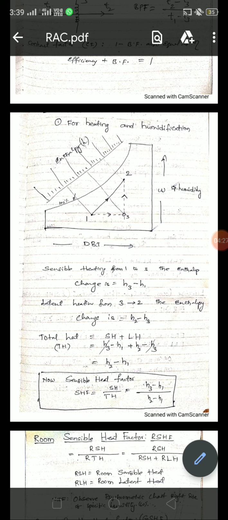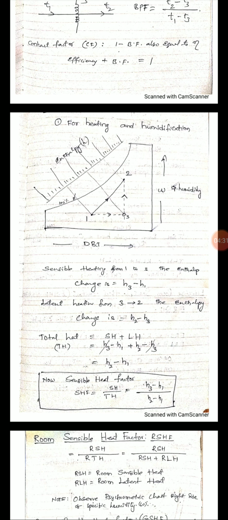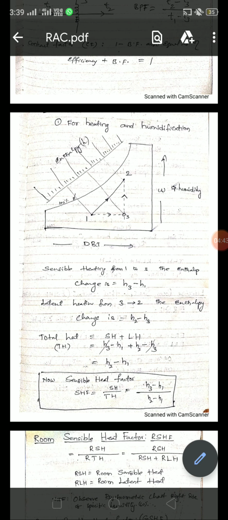So like this we determine the sensible heat factor for any process. Here we went with only heating and humidification. In case it is heating and dehumidification, we need to follow the same procedure. It can be cooling and humidification or cooling and dehumidification, and this way we determine the sensible heat factor.